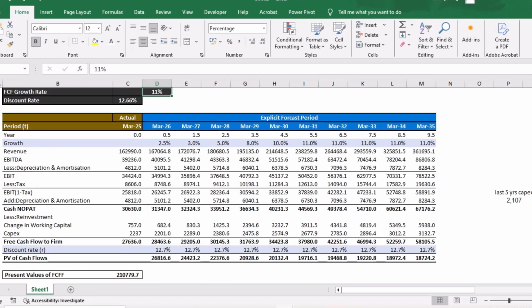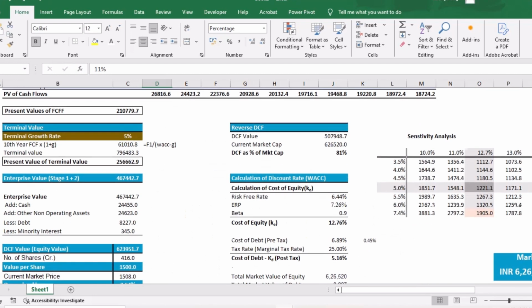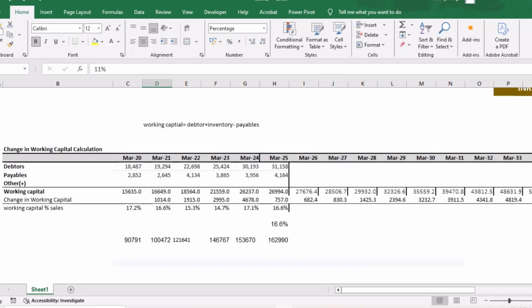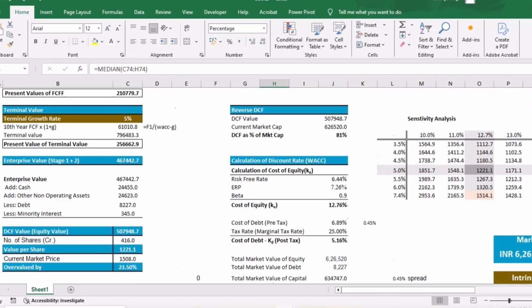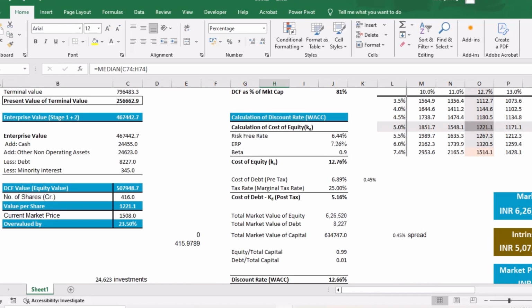The other method is that you feel the company's operating efficiency will increase in future. So currently, the company requires around 16% of its sales as working capital, and you have a perspective that the company will follow stricter debtor policies and have a stronger hold over its payables, and the overall working capital will fall. In that case, also the value per share will increase.